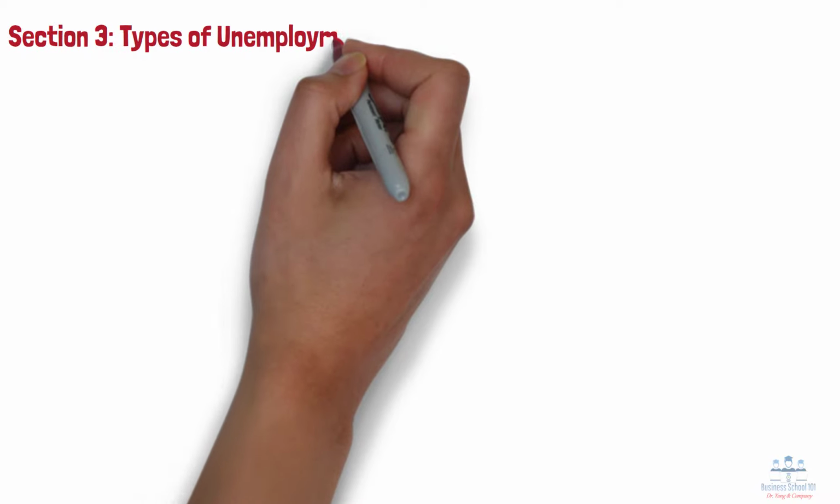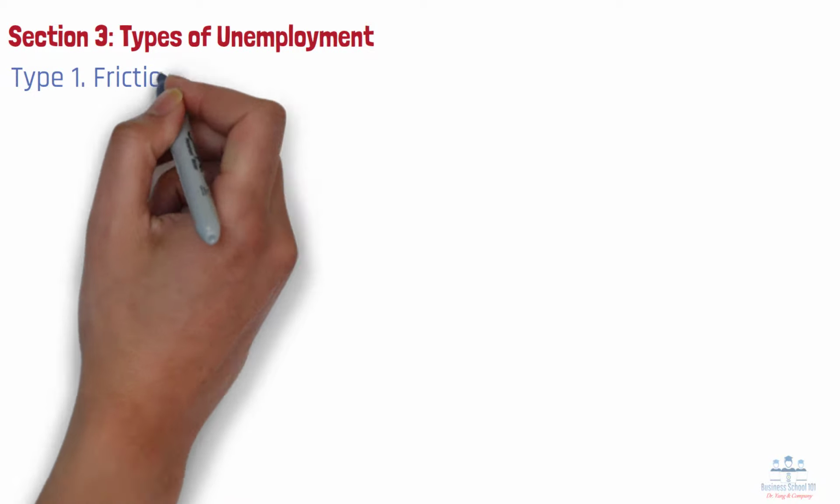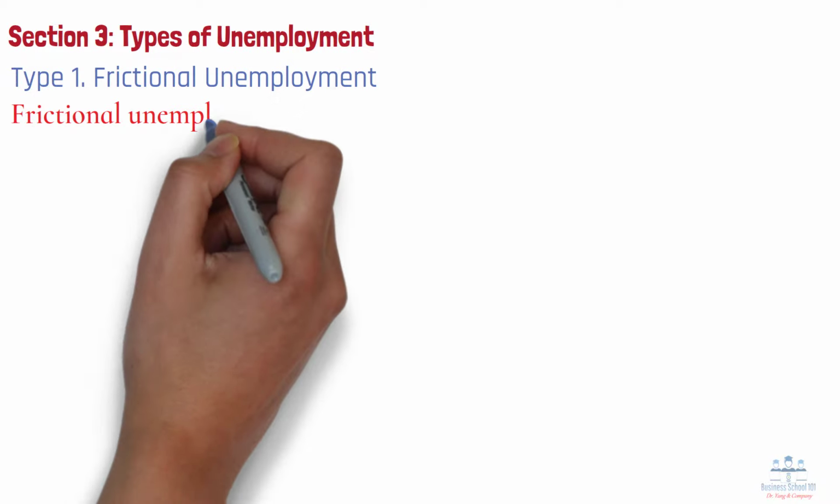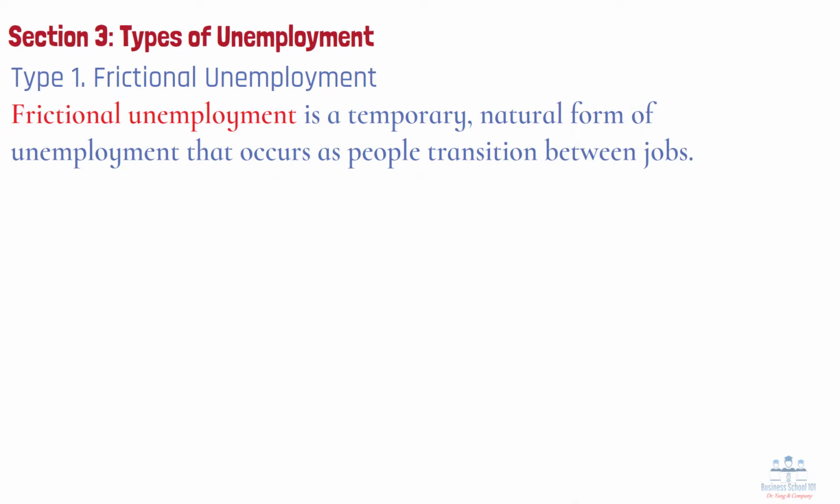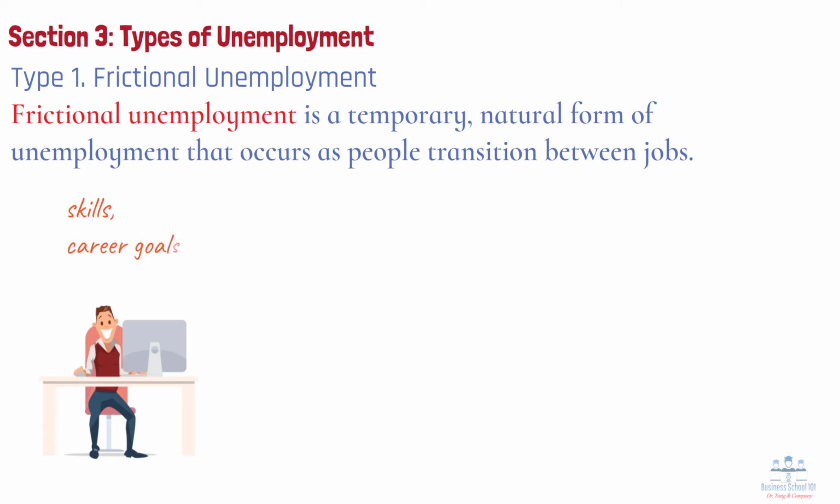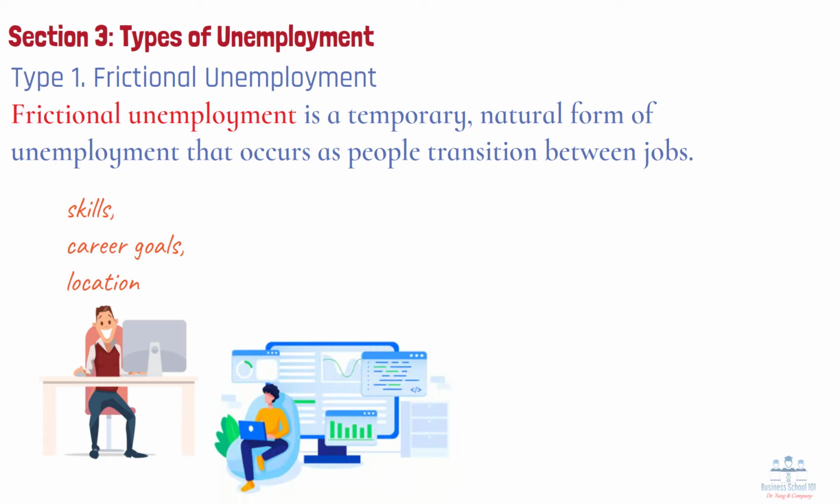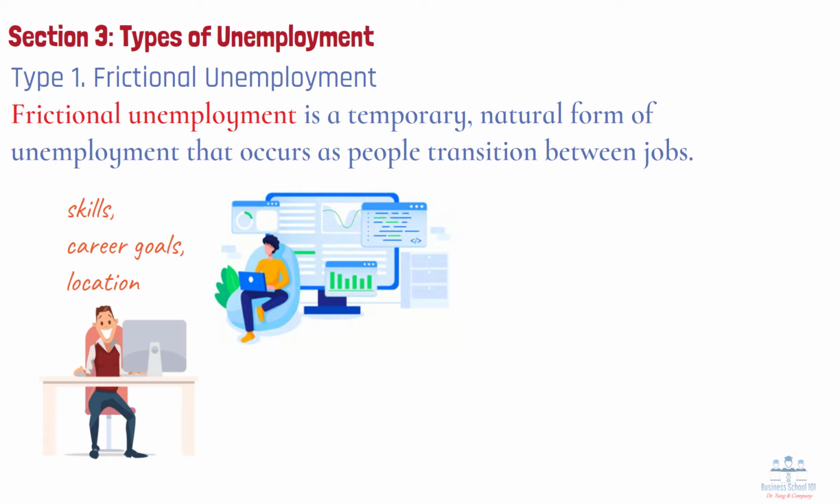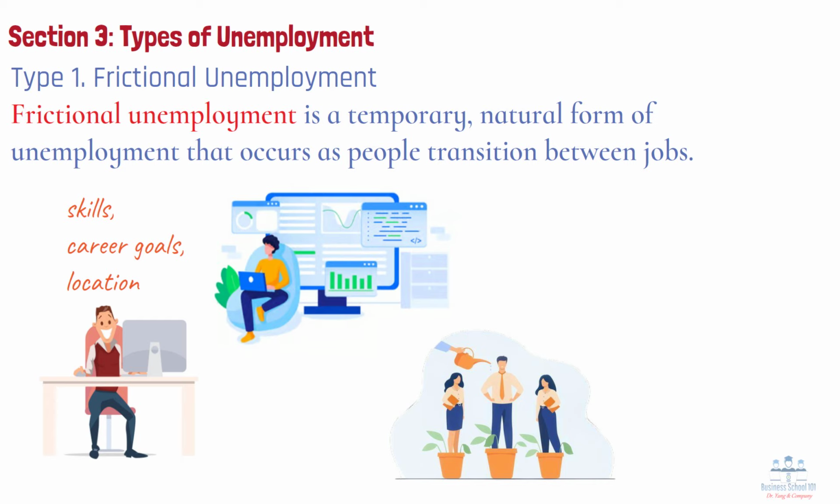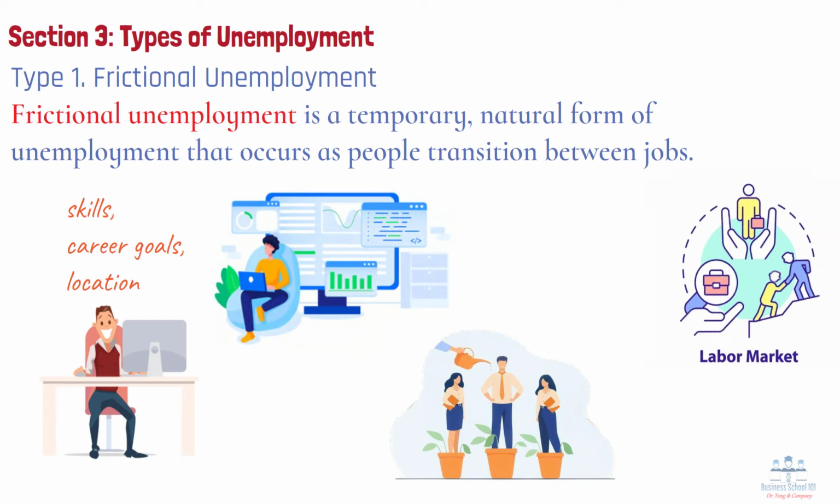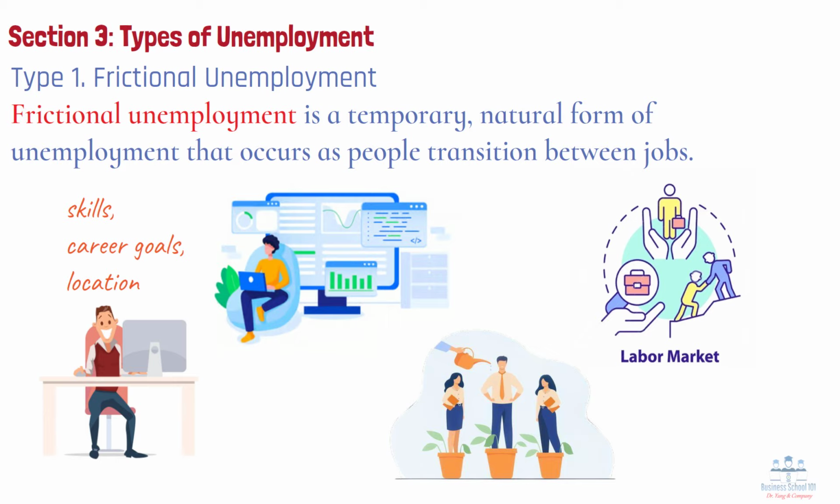Section 3, Types of Unemployment. Economists classify unemployment into three main types. Type 1. Frictional unemployment. Frictional unemployment is a temporary, natural form of unemployment that occurs as people transition between jobs. It's often the result of individuals voluntarily leaving a position to find one that better aligns with their skills, career goals, or location. For example, a software developer might leave a job in one company to search for a role in another firm that offers better growth opportunities or a preferable work environment. This type of unemployment reflects a dynamic labor market where workers have the flexibility to seek roles that are a better fit.